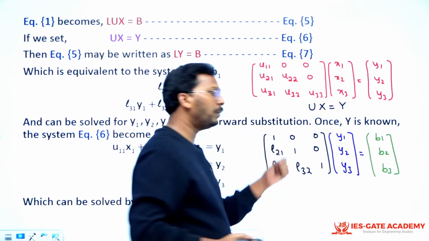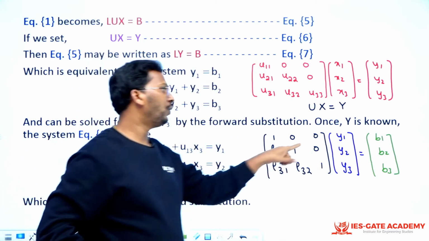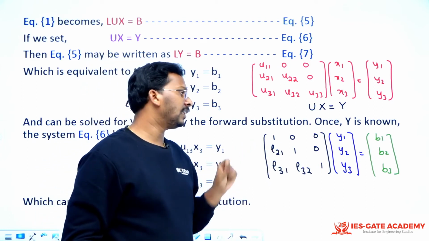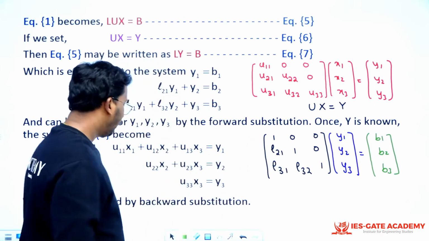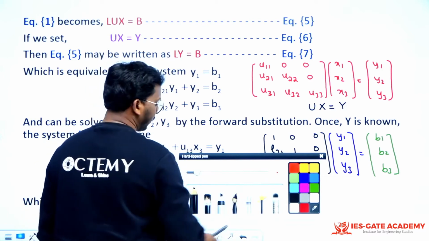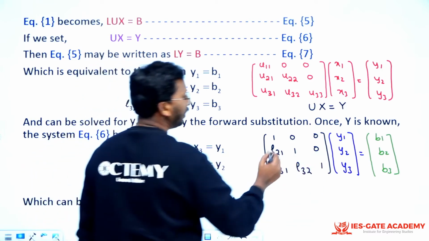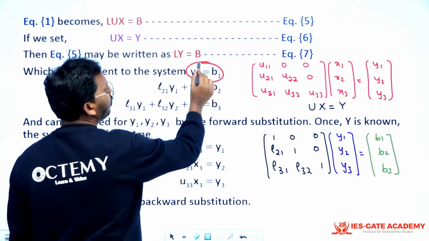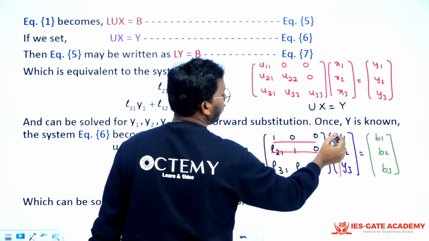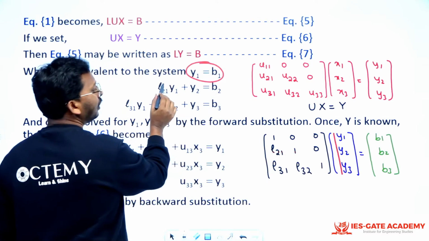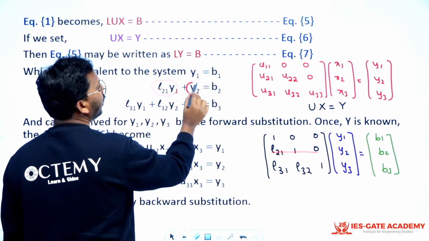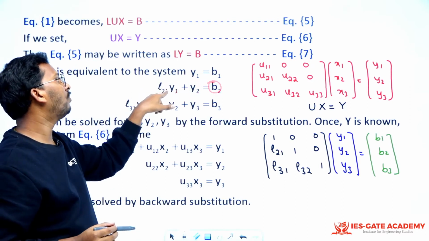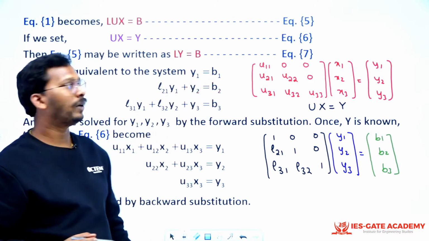Now see, do we know B1 B2 B3? Yes. Do we know Y1 Y2 Y3? No, we don't know. But do we know L21 L31 L32? Definitely we know, right? Now if you do the multiplication here, what will you get? You will get Y1 is equal to B1. Then you get L21 Y1 + Y2 is equal to B2, right? Now I know L21. I just found Y1 from here, so from here I can get Y2.